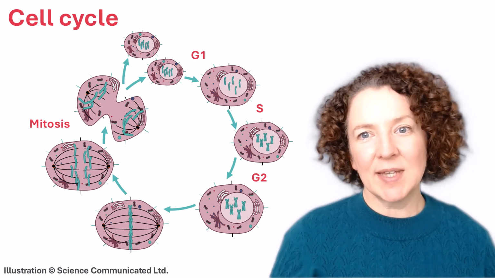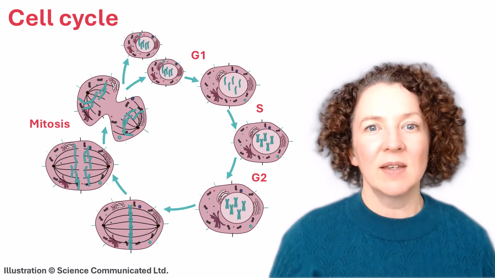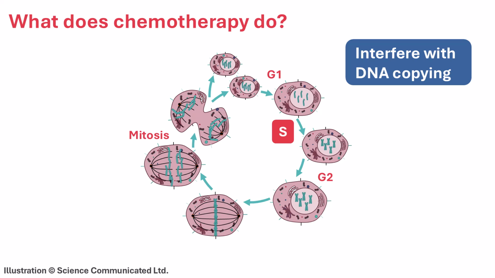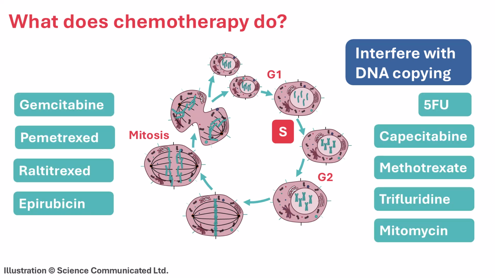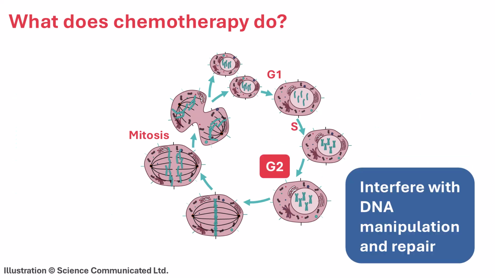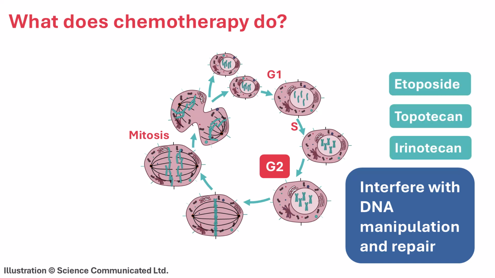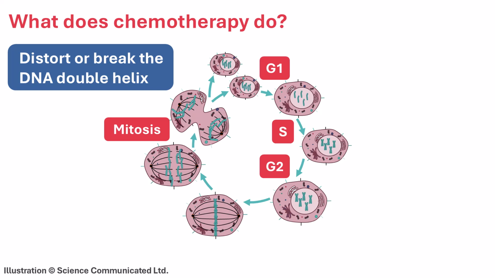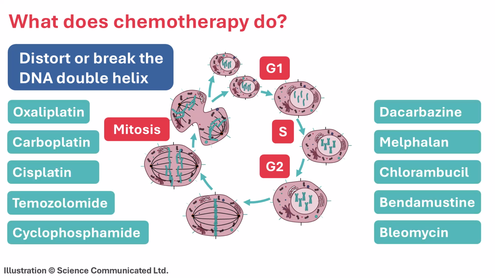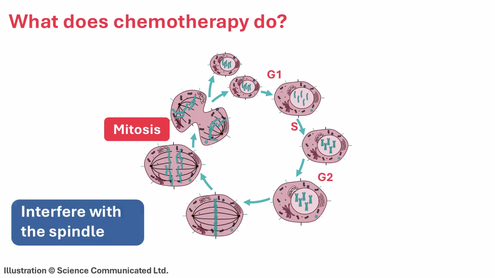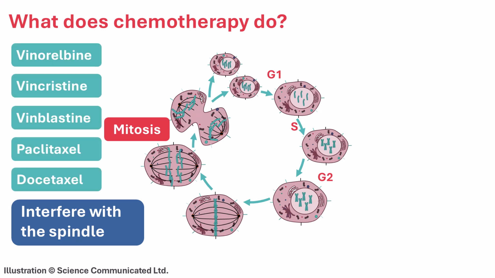Chemotherapies disrupt the cell cycle in various ways. Some interfere with the copying of the cell's chromosomes, like 5FU and capecitabine. Some prevent the cell from unraveling and manipulating its chromosomes, like etoposide and irinotecan. Some damage DNA directly, like oxaliplatin and temozolomide, and some interfere with the spindle, such as vincristine and paclitaxel.